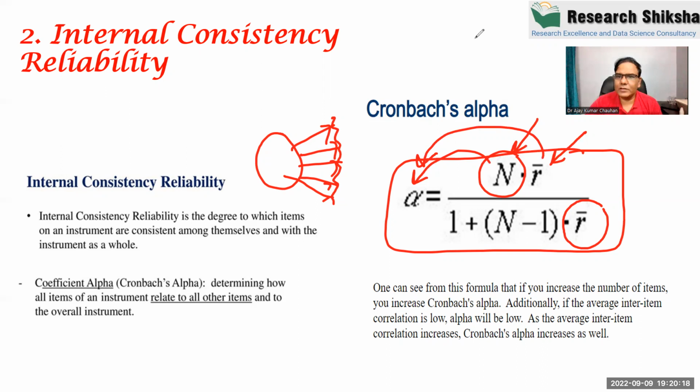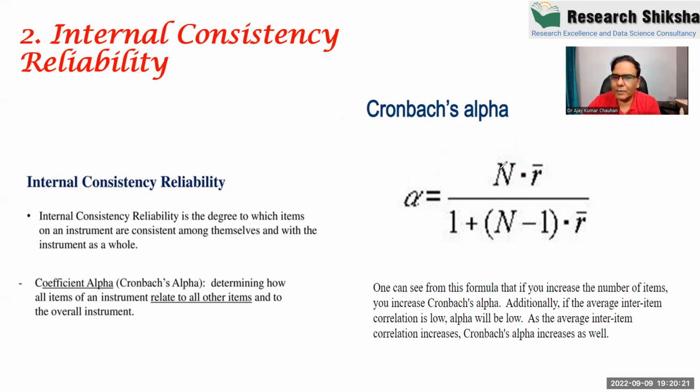So your Cronbach alpha is influenced by two inputs, the number of statements. If your construct has more statements, then Cronbach alpha is found to be high. If you have high correlation between the items in a construct, Cronbach alpha will be very, very high. So ideally, we should not have more than 7 statements in a construct. Otherwise, the Cronbach alpha will be very, very high. And if there is a high correlation between the items, then Cronbach alpha will be very, very high. So this formula will help you in understanding the concept of Cronbach alpha.